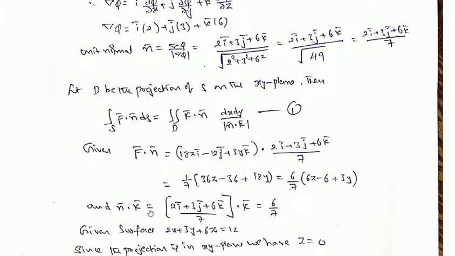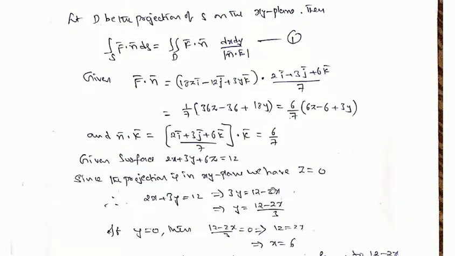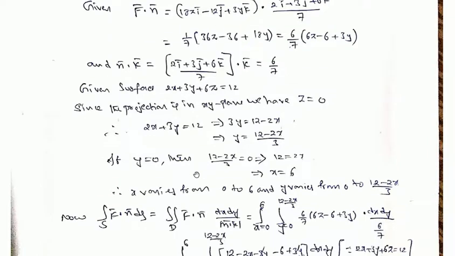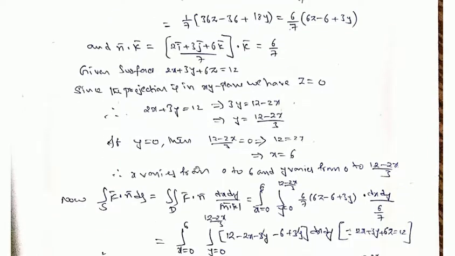Therefore, now we have to find n bar dot k bar. We need n bar dot k bar in the denominator. N bar is the unit normal vector, 2i bar plus 3j bar plus 6k bar divided by 7. So n bar dot k bar, since k bar dot k bar is 1, gives 6 by 7. The given surface is 2x plus 3y plus 6z minus 12 equal to 0, that is, 2x plus 3y plus 6z equals 12.